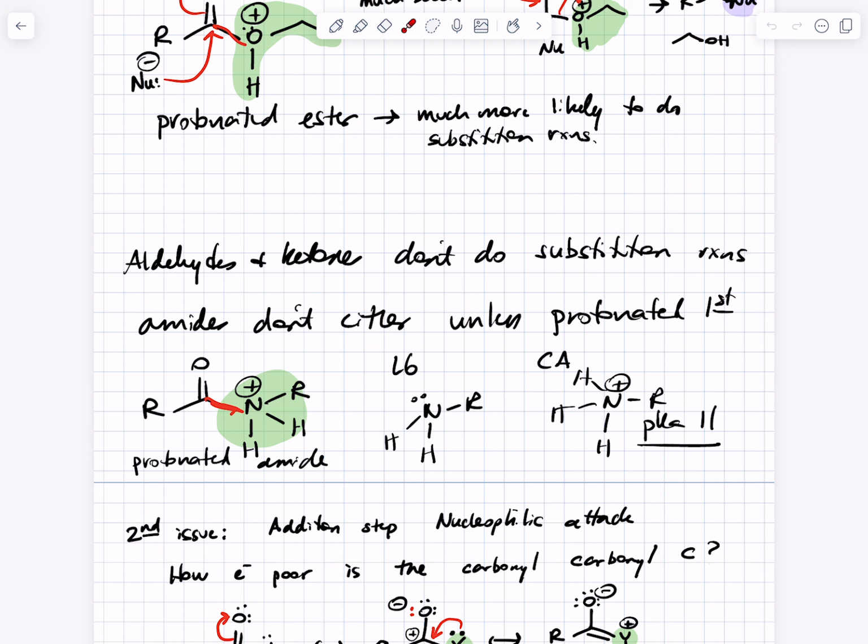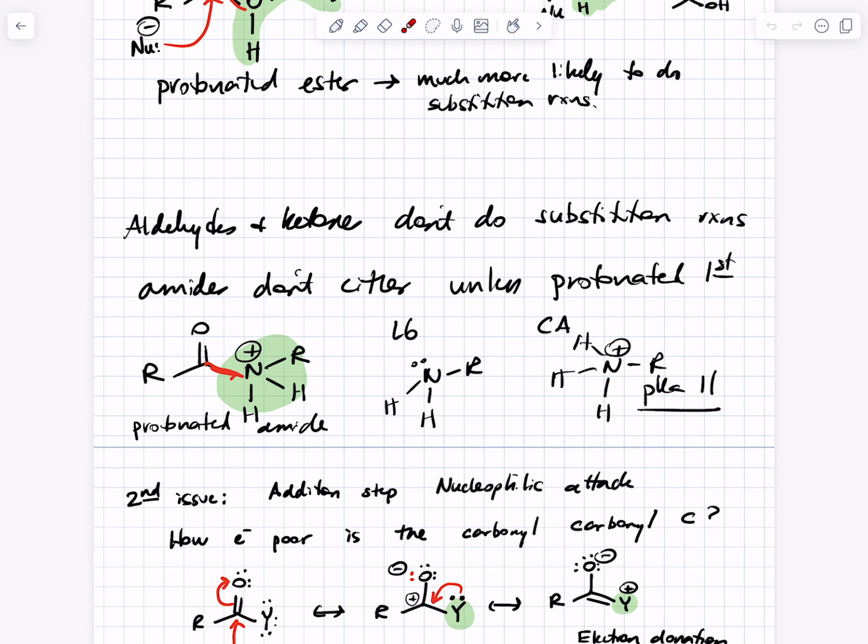So the principle here is for esters and amides, nature can use proton transfer to make a bad leaving group better. And we'll see some of that in the mechanisms that we consider.